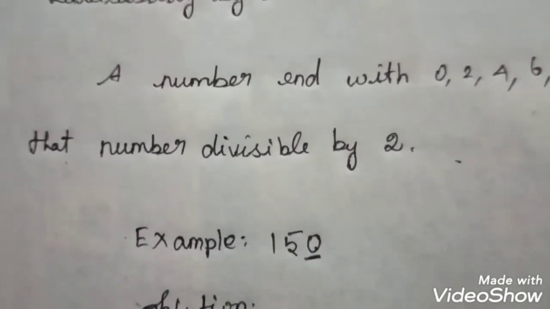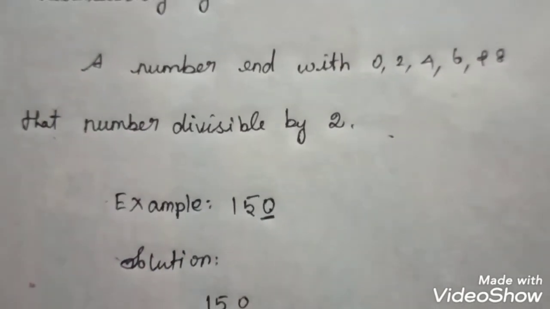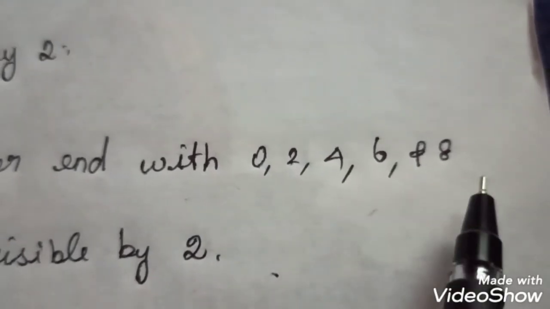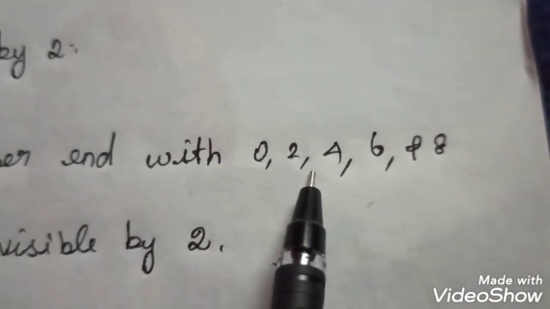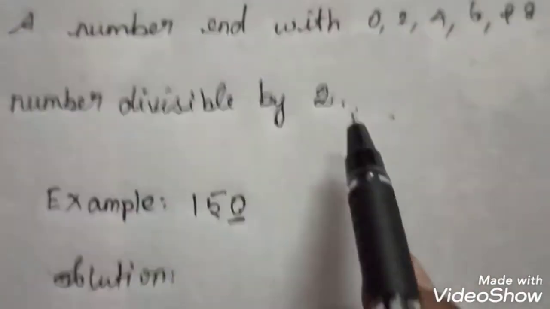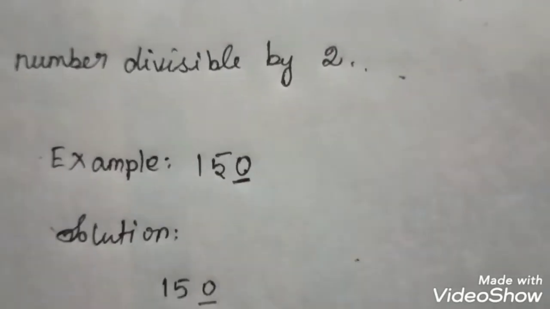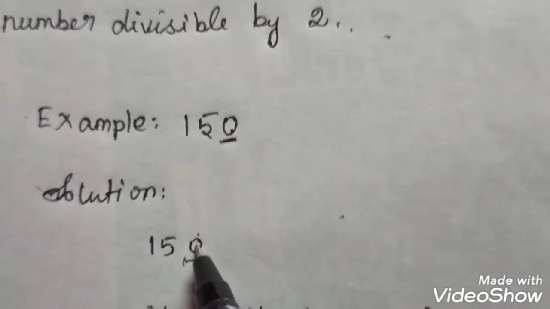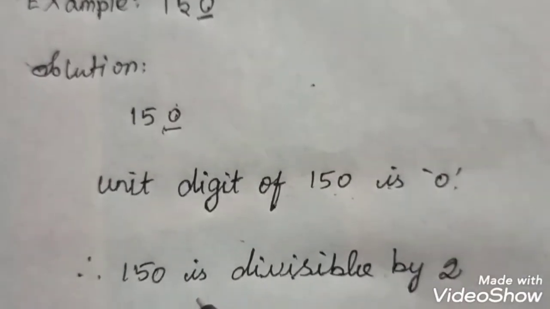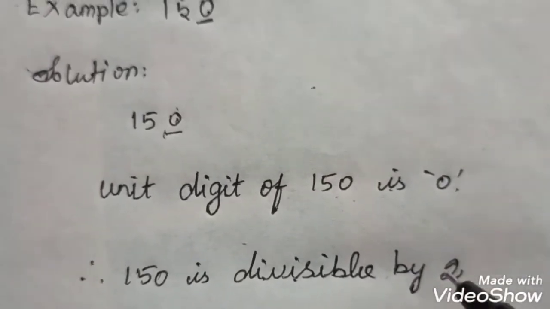So you already know the condition: if the unit digit of a number is 0, 2, 4, 6 or 8, that number is divisible by 2. Here 150 is divisible by 2 because the unit digit of 150 is 0. Therefore, 150 is divisible by 2.